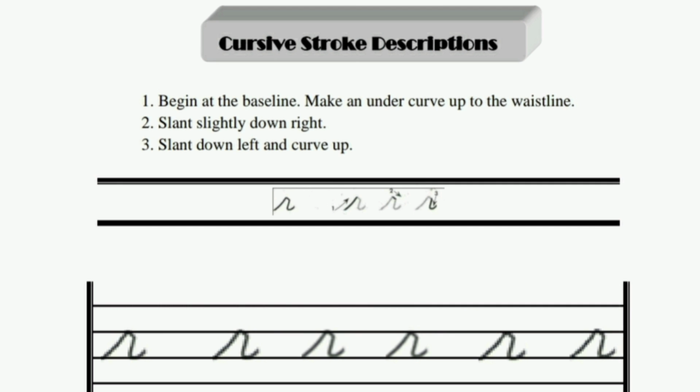Begin at the baseline. Make an undercurve up to the waistline. Slant slightly down right. Slant down left and curve up.